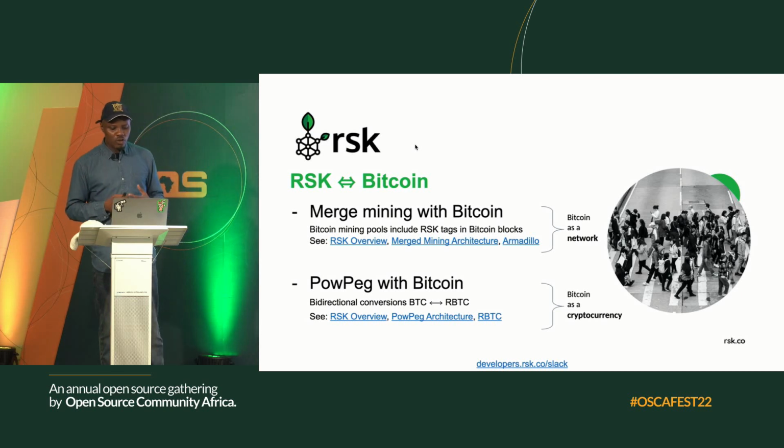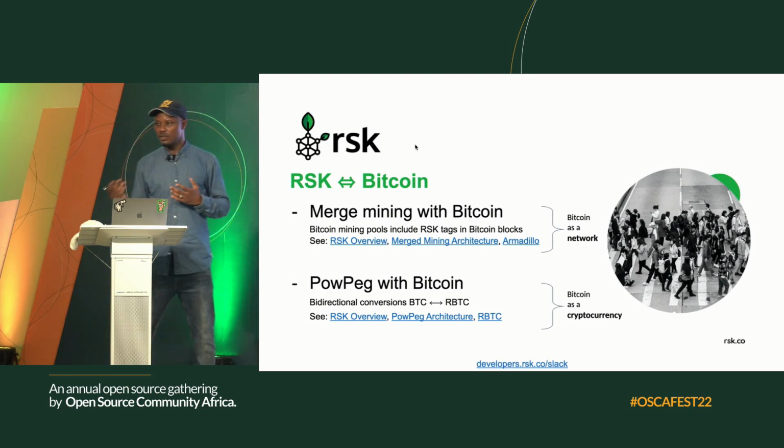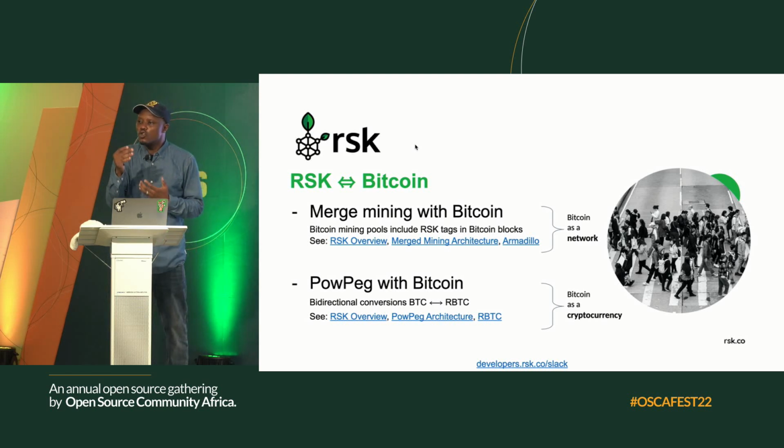So let's look at how RSK is connected to Bitcoin on the currency level. RSK has its own cryptocurrency called Smart Bitcoin and uses the symbol RBTC. BTC and RBTC are convertible in both directions, meaning you can convert RBTC to BTC. They are bi-directional. And you can exchange them in a one-to-one exchange.